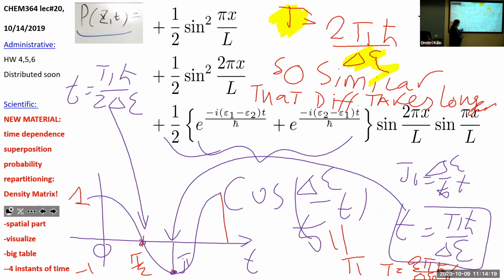The cosine will be equal to minus one when the argument of the cosine is equal to pi. So we solve delta E over h bar times t equals pi, and we can solve for time: it will be h bar pi divided by delta E. If we need 2 pi, just multiply by 2, and that will be the period of oscillations. So the smaller the energy offset, the bigger the period. Right?